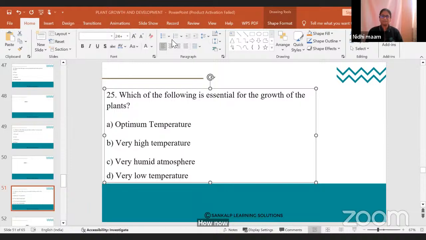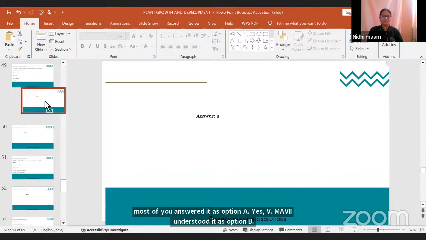Yes, anyone? Siddhan Gowda. Okay, most of you answered it as option A. Yes, Bhima Bai answered it as option B. So the right answer for this question is option A, optimum temperature.